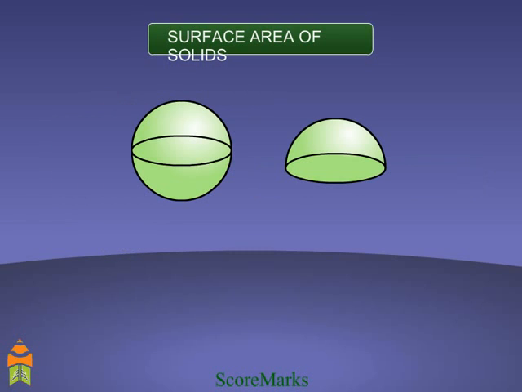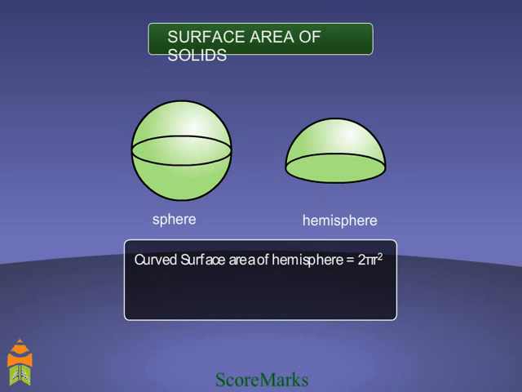1/2 of a sphere is called a hemisphere. Surface area of a hemisphere is equal to half of the surface area of a sphere. Therefore, curved surface area of a hemisphere is equal to 2 pi r square, and total surface area of a hemisphere is equal to 3 pi r square.